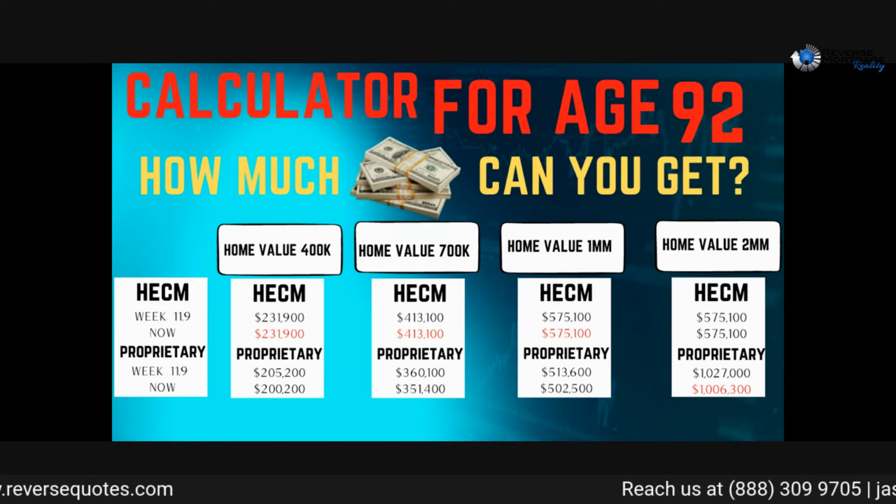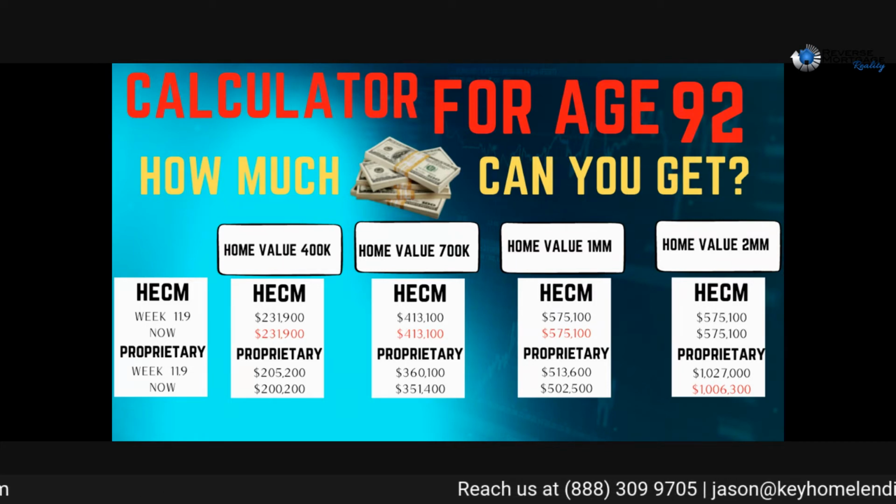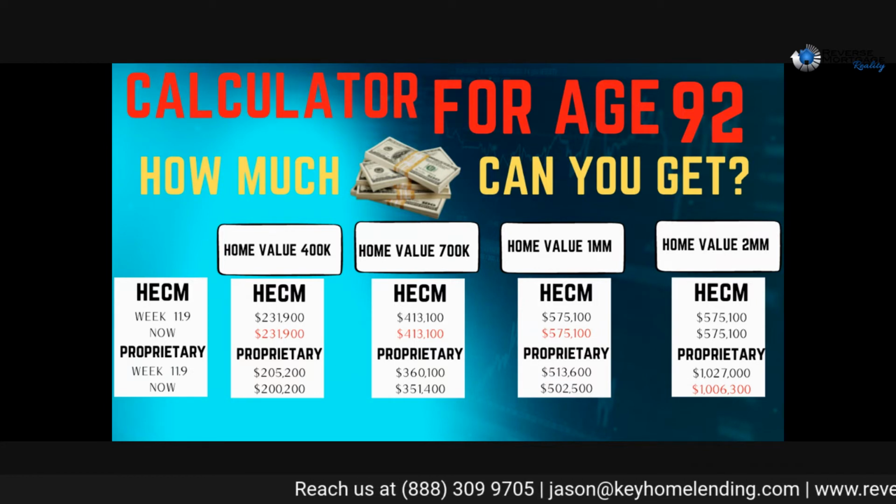So really 1% across the board as far as loan drops for the proprietary this week.